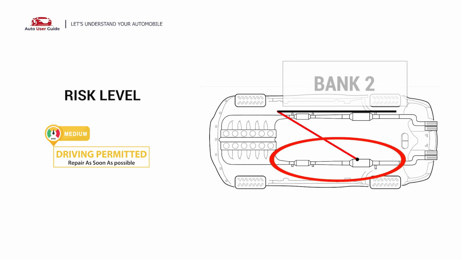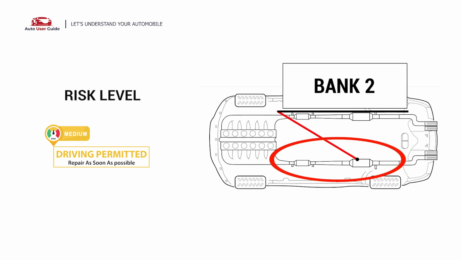This engine code indicates that the exhaust stream on the bank 2 side contains higher oxygen levels exiting the converter than it should. This code points to a lean reading from the downstream sensor. Under this circumstance, short-distance driving is permitted, but your vehicle should be repaired as soon as possible.